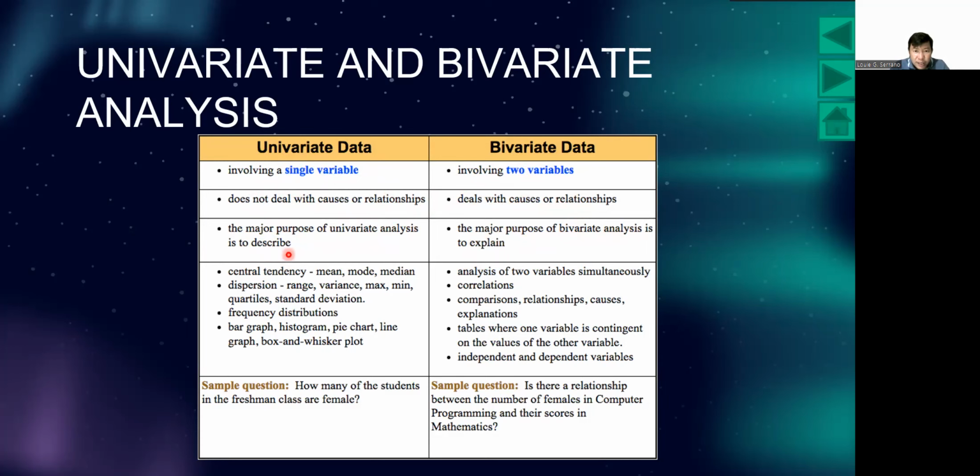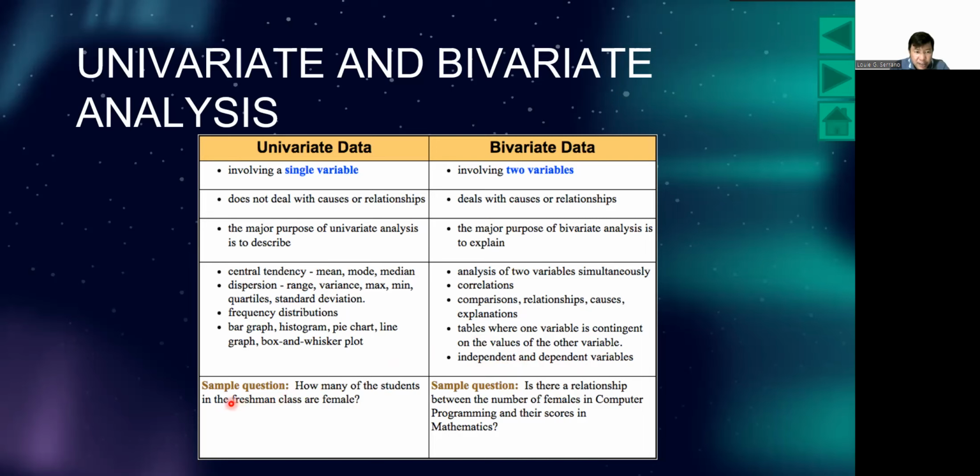So, tingnan natin yung mga difference niya from uni to bivariate. Univariate: central tendency (mean, mode, median), dispersion (range, variance, maximum, minimum, quartiles, standard deviation), frequency distribution, bar graph, histogram, pie chart, line graph, box and whisker plot. In bivariate data, analysis of two variables simultaneously: correlation, comparison, relationship, causes, explanation. Tables where one variable is contingent on the values of the other variable, independent and dependent variable.